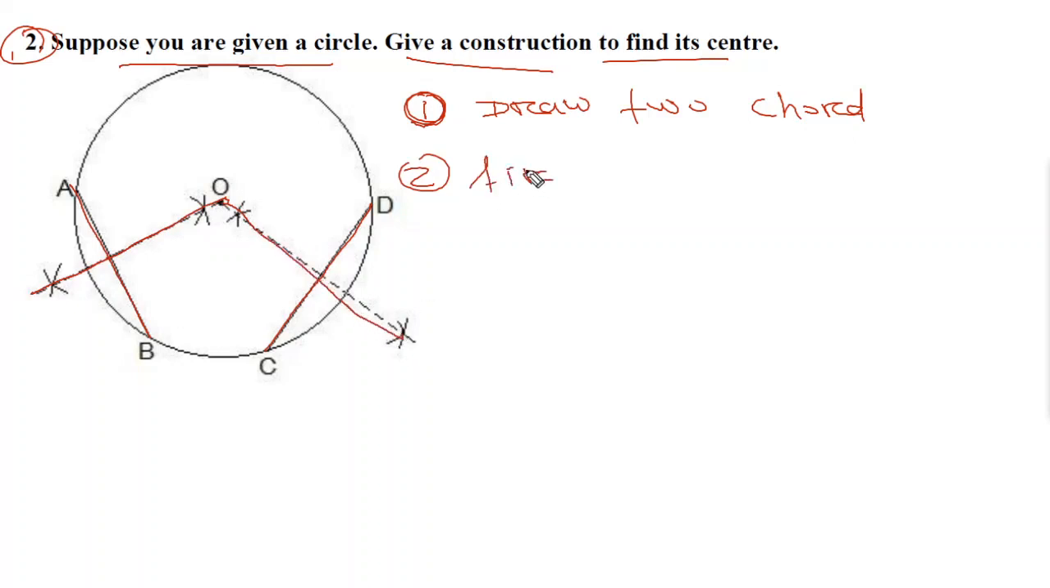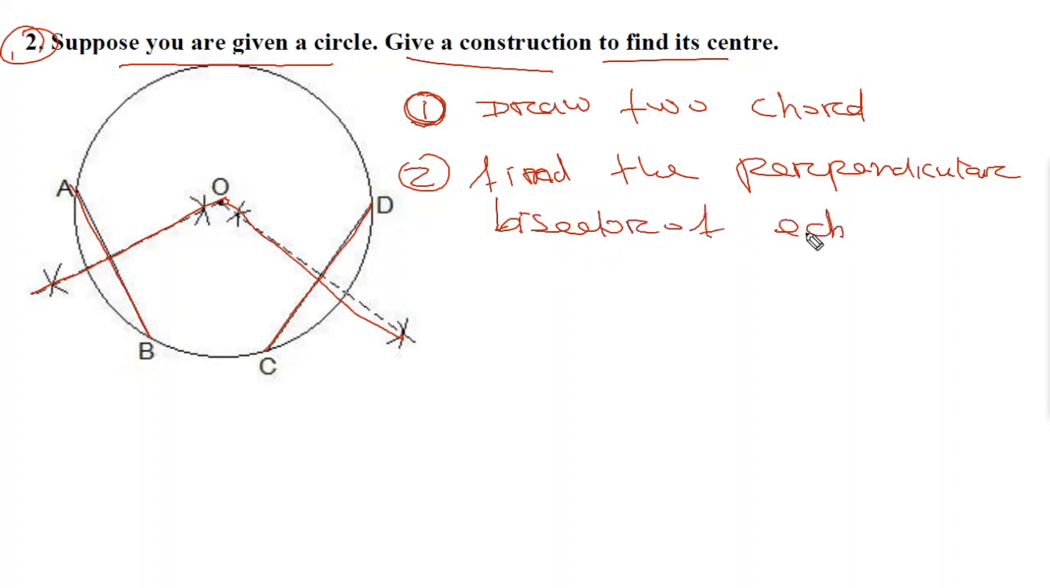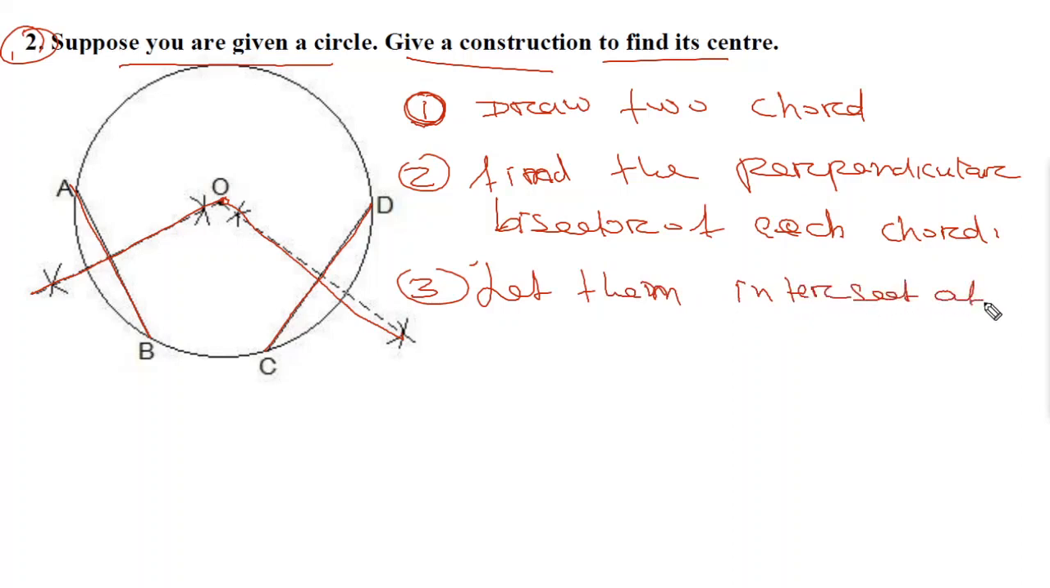Find or draw the perpendicular bisector of each chord. Then the third step will be: let them, the perpendicular bisectors, intersect at a point O. Now the next step will be that O is the center of the circle.